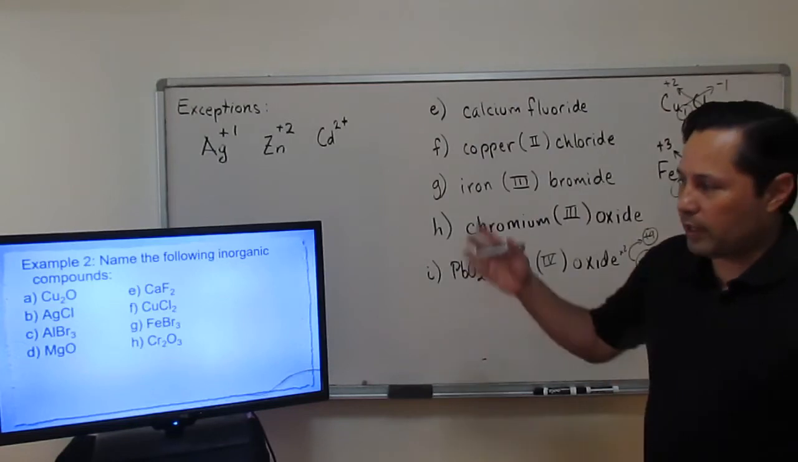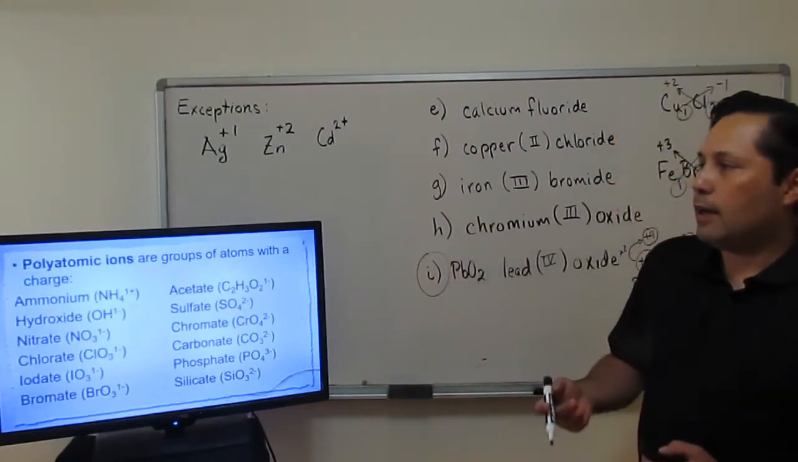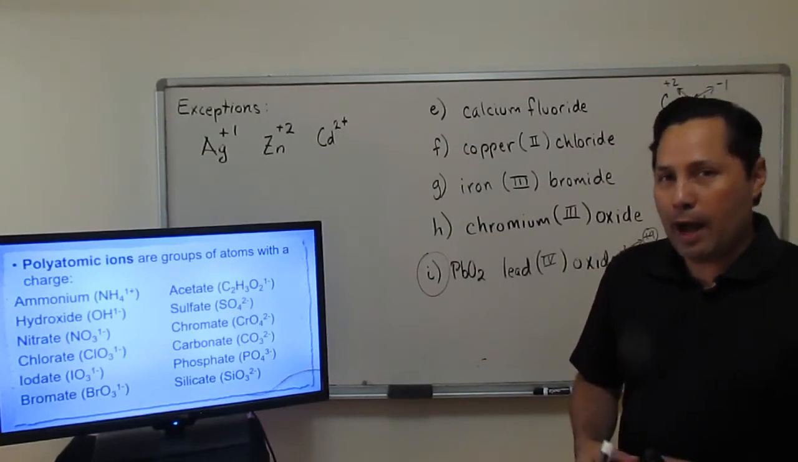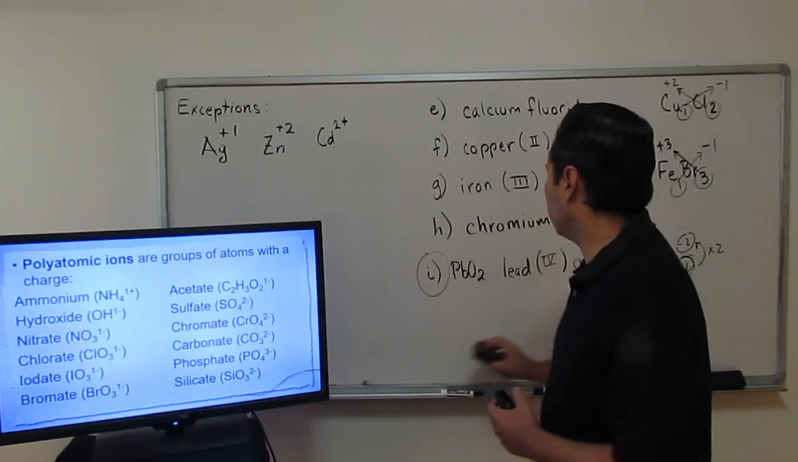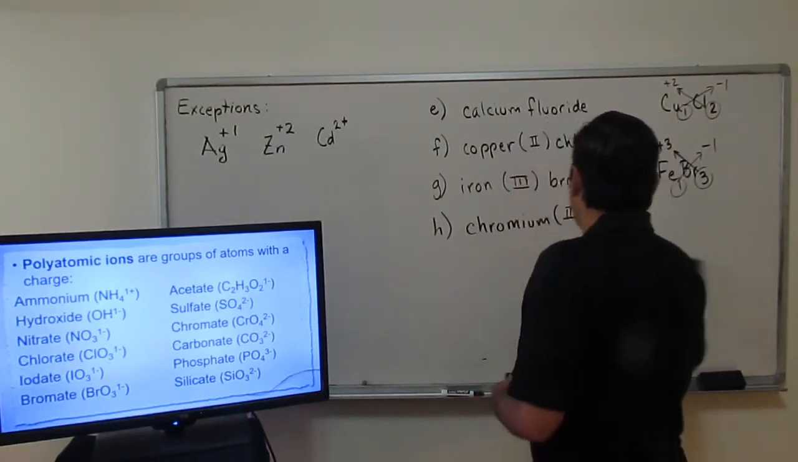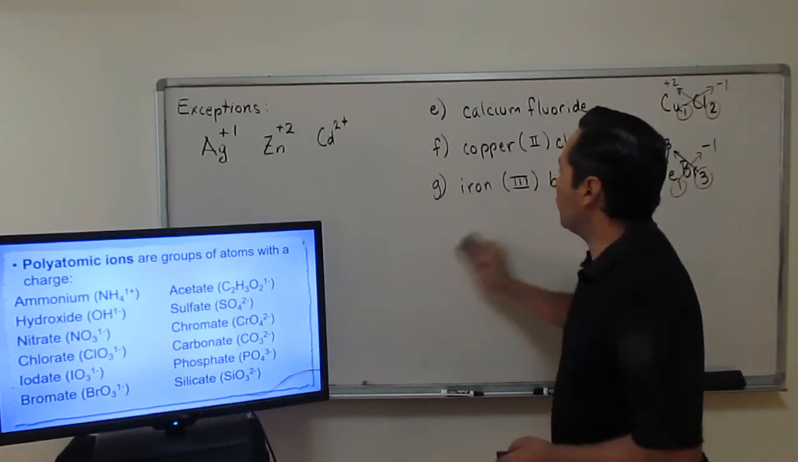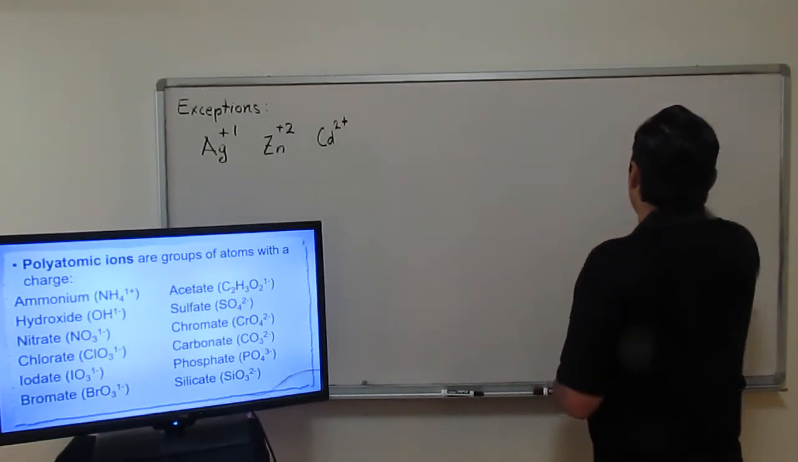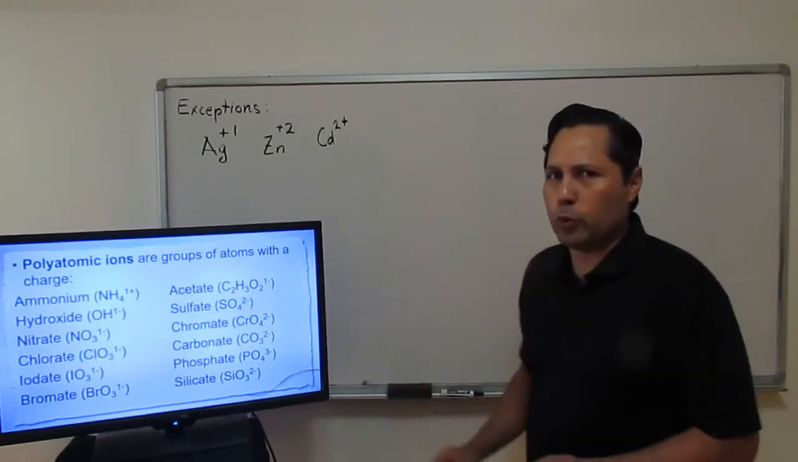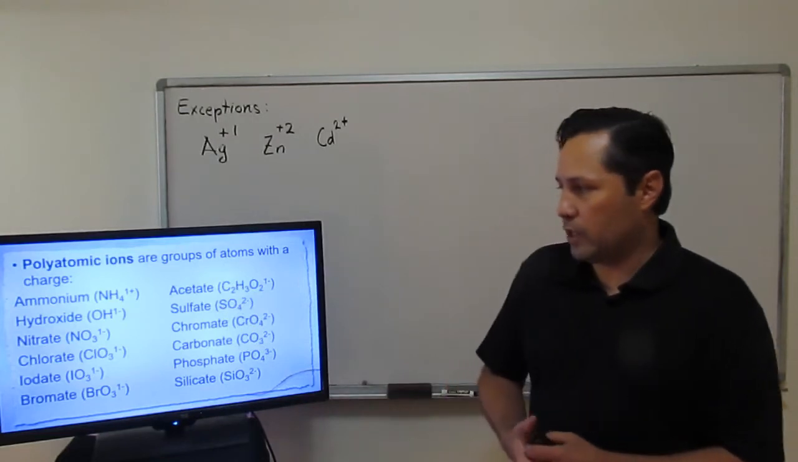Alright, let's move along. That takes care of all the examples, plus one extra that I added. Polyatomic ions. Now we're going to take it to another level. Polyatomic ions are groups of atoms put together. Anytime you have a group, you're going to put it in parentheses. So notice I put parentheses around all of these.